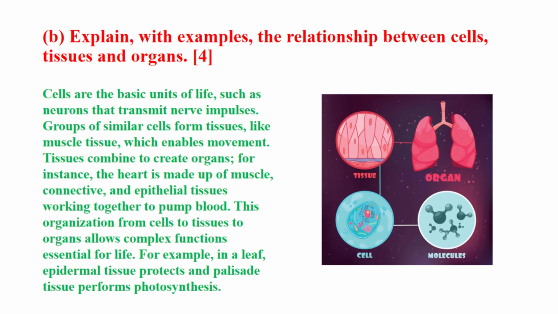Finally, let's discuss Part B, how cells, tissues, and organs are related. Cells, like neurons, are the basic units of life. Groups of similar cells form tissues, such as muscle tissue, which enables movement. These tissues then combine to form organs. For example, the heart is an organ made up of muscle, connective, and epithelial tissues, all working together to pump blood. This organization from cells to tissues to organs allows for complex functions essential for life.